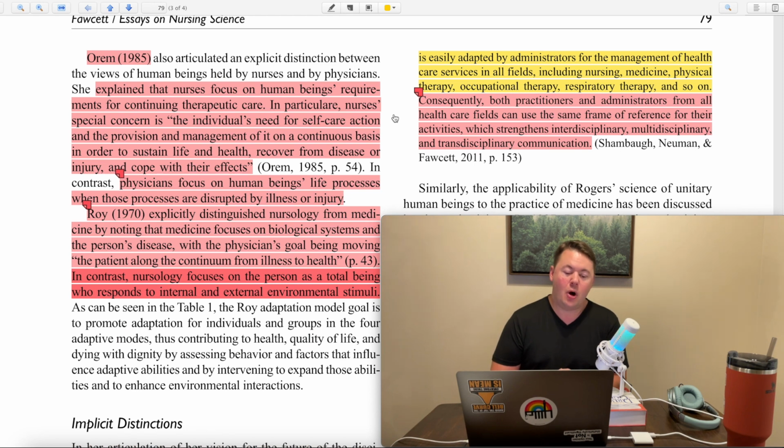Quote, Orem, 1985, explained that nurses focus on human beings' requirements for continuing therapeutic care. In particular, nurses' special concern is the individual's need for self-care action and the provision and management of it on a continuous basis in order to sustain life and health, recover from disease or injury, and cope with their effects. Physicians, on the other hand, focus on human beings' life processes when those processes are disrupted by illness or injury.